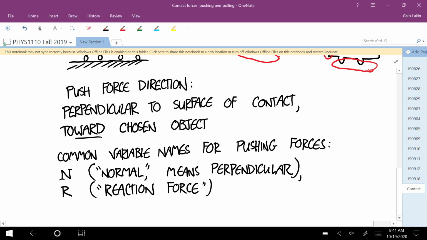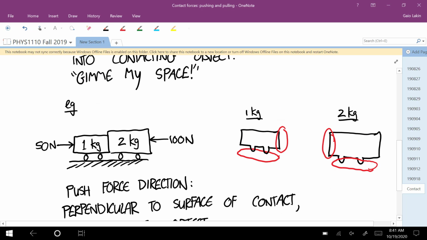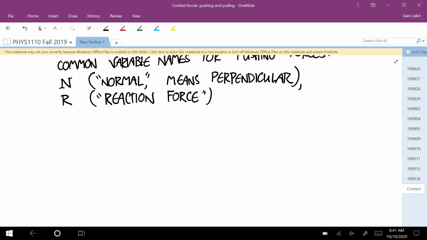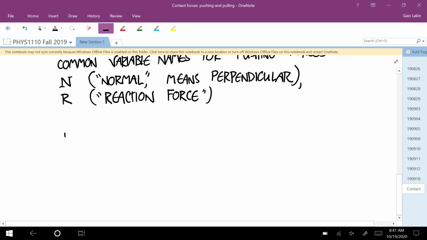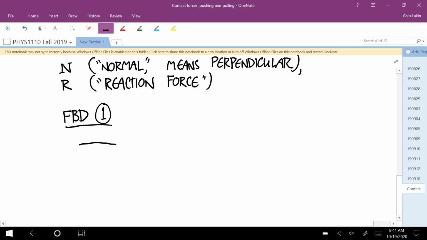Okay, so let's go back up to this example that I did, and let's actually draw the free body diagrams of those two carts following these rules. Okay, so a free body diagram of the 1 kilogram cart. Okay, so what do we know? What do we know about this?